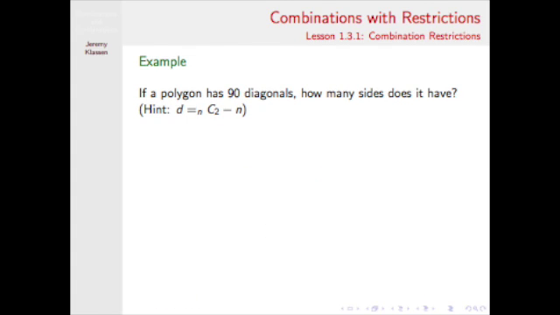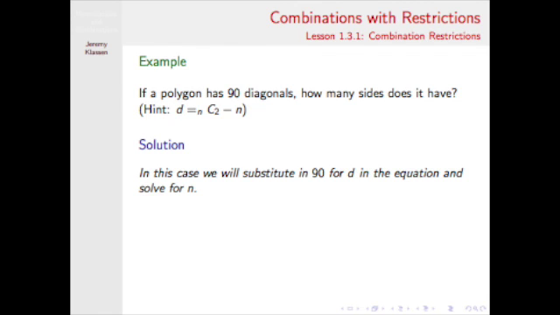This next question is similar, but the emphasis is in a different location. What if we know that the polygon has 90 diagonals? Then how many sides does it have? We're going to use the same equation here. So in this case, we substitute 90 in for d, and then we're going to solve for n. And because in this equation we get n choose 2, it's just 2, this is going to end up becoming a quadratic. And so the expectation is that you can solve this one algebraically.